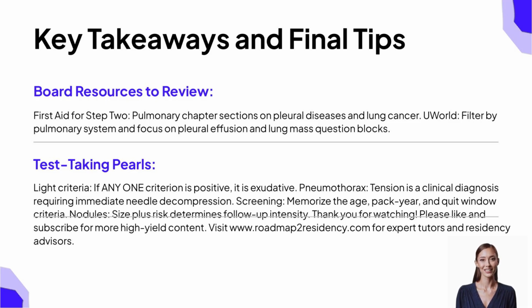Remember these test-taking pearls. For Light's criteria, if any one criterion is positive, it's exudative. For pneumothorax, tension is a clinical diagnosis requiring immediate needle decompression. Don't wait for imaging. For screening, memorize the age, pack year, and quit window criteria exactly. For nodules, size plus risk determines follow-up intensity.